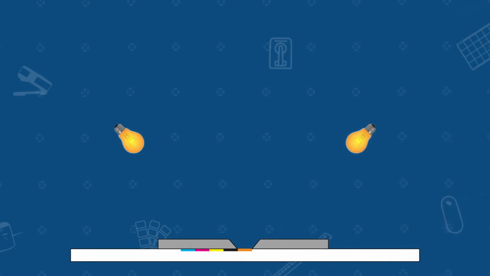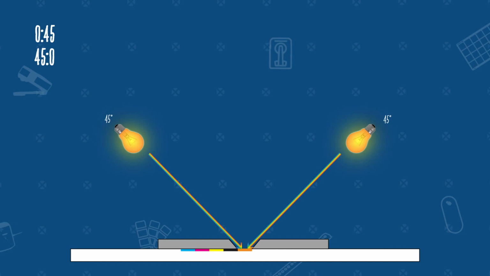One of the most common is the 45/0, or 45-0. The 45-0 measurement geometry emits light at 45 degrees to the sample surface and measures light reflected at a fixed angle to the sample, 0 degrees. This geometry excludes gloss to most closely replicate how the human eye sees color and is commonly used for measuring color on flat, smooth, or matte surfaces.